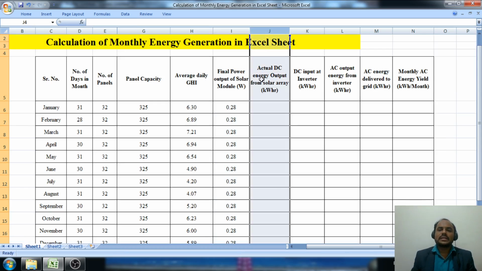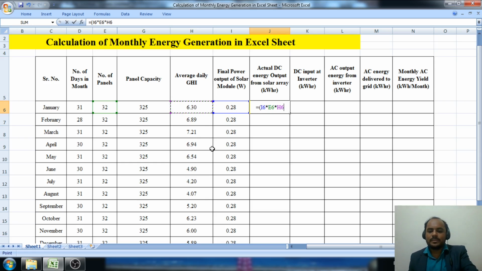In the 7th column it is written: actual DC energy output from the solar array. It means that if we combine 32 solar panels, what is the output in kilowatt hour that the solar array gives on the DC side. We calculate this with the formula: equal to, in a bracket, the output from an individual solar panel in the practical situation multiplied by the number of solar panels in the array, multiplied by the GHI value, the global horizontal irradiance of the site. So the final power output, multiplied by the GHI value and the number of panels, and enter. We get 56.18 kilowatt hour as the actual DC energy output from the solar array.